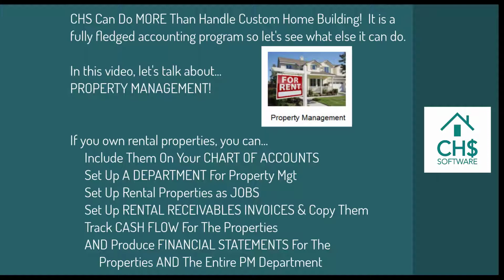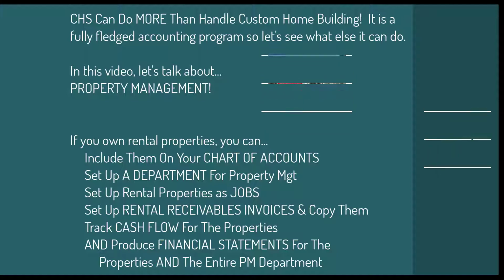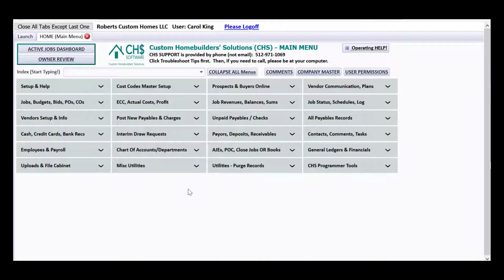By setting up the jobs and the departments, you can track cash flow for each of the properties or for the entire property management department, and you can produce financial statements, little income statements for each property or for the entire property management department. So let's get busy showing you how to set up your chart of accounts to do that and some of the other things, and we'll demonstrate the financial statements that are a result of all of it. So the first thing you'll need to do to get prepared for handling rental properties is add some accounts to your chart of accounts.